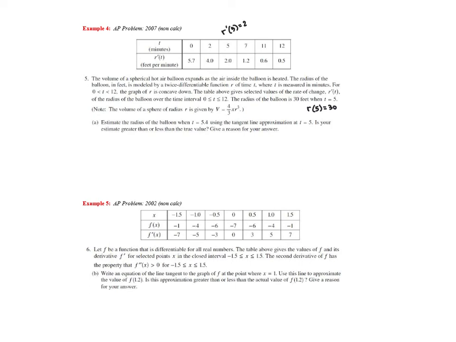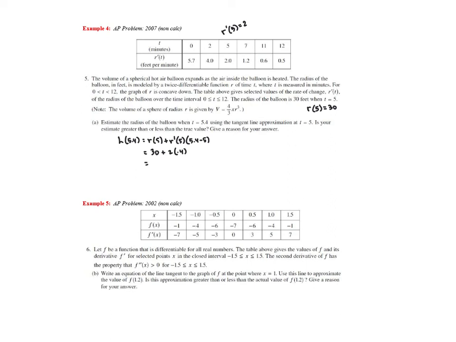Okay, it says estimate the radius of the balloon when t equals 5.4 using the tangent line approximation at t equals 5. Okay, so L at 5.4 would be equal to r of 5 plus r prime at 5 times t minus 5, in this case 5.4 minus 5. You can see the change in t there showing up immediately. So our approximation is going to be built off of this. That'll be 30 plus r prime at 5, which is 2, times the change in t, which is 0.4.